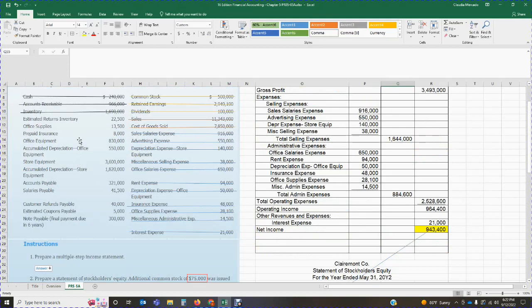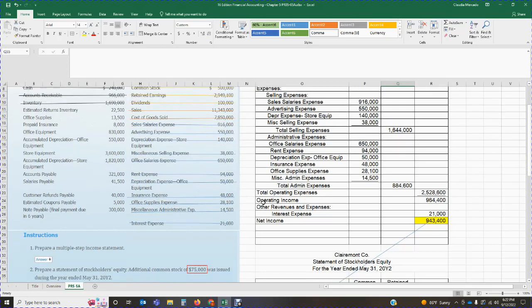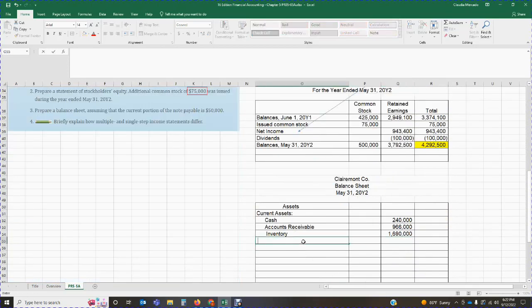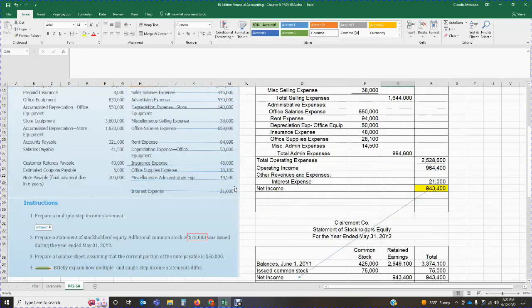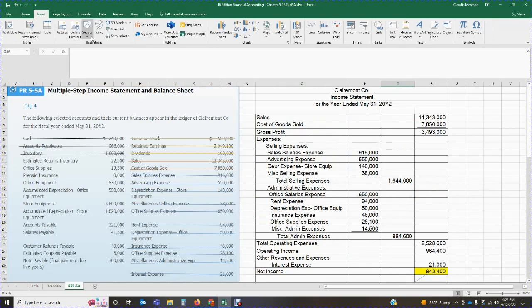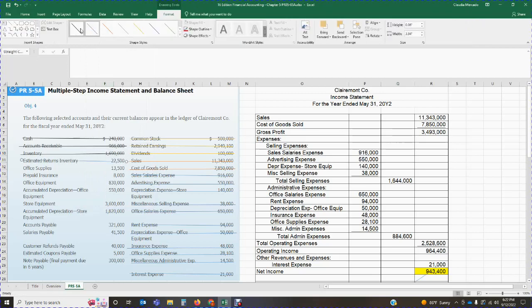Next, we have our estimated returns inventory. That's the account that we set up an estimate of what we think is going to be returned. Okay. So we have our estimated returns inventory. And the amount we have is $22,500. Okay. Right here, estimated returns inventory.